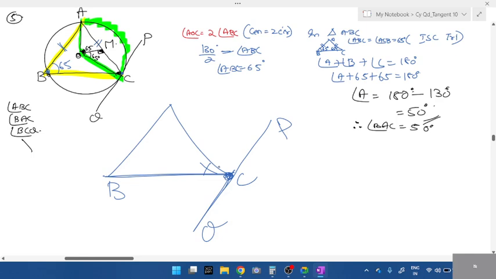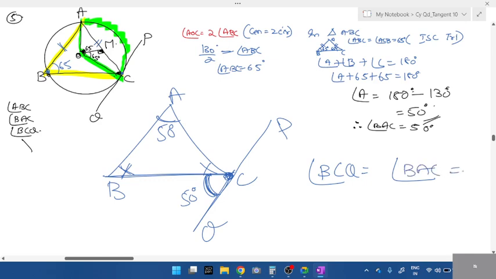Oh no, where is the angle formed? Oh, this angle. There was this angle. This angle is touching. Apart from B and C, what's the other angle left? Angle A. So we got angle A as 50 degrees. Angle BCQ also will be 50. Angle BCQ is equal to angle BAC. That is equal to 50 degrees. In bracket, write statement: alternate segment theorem.